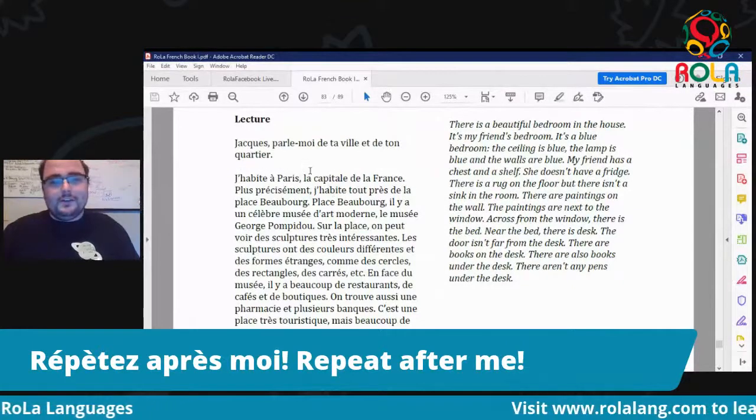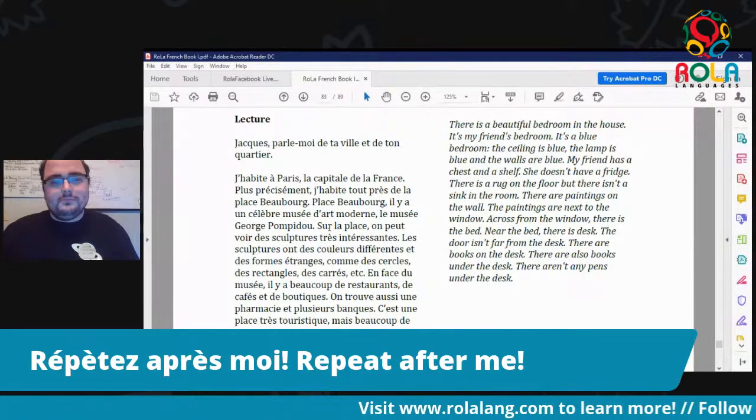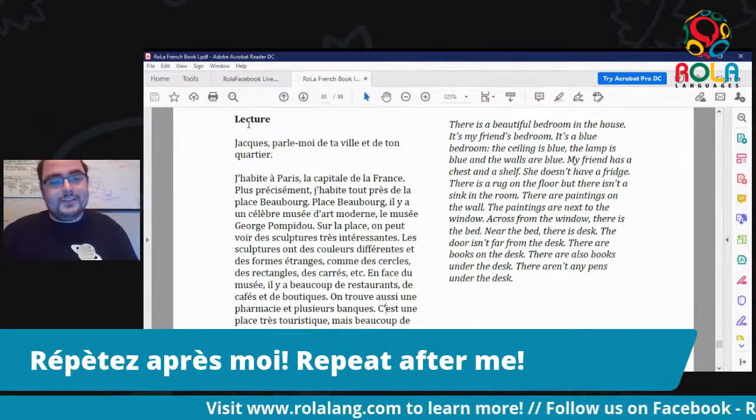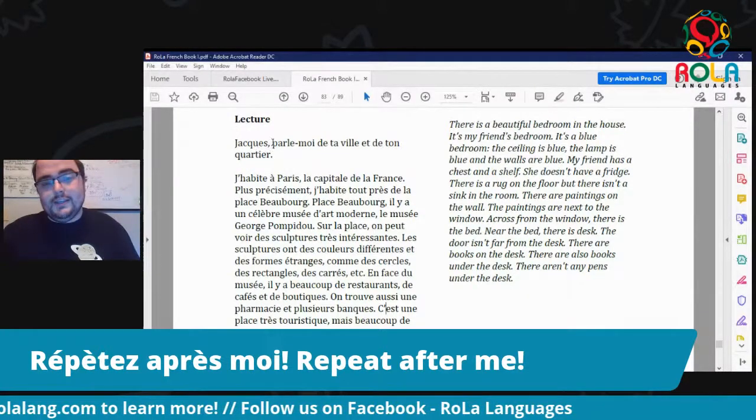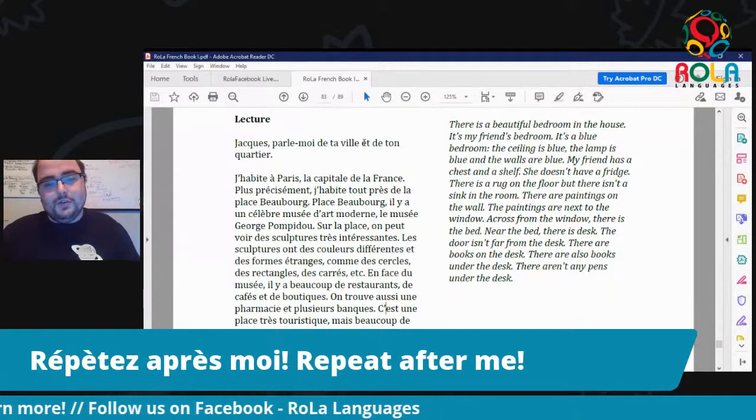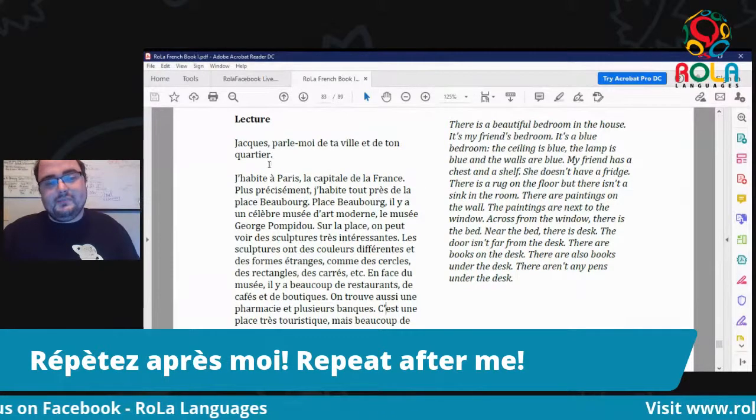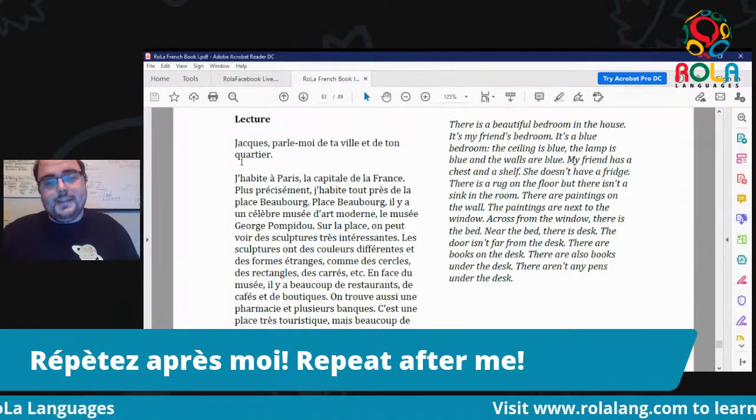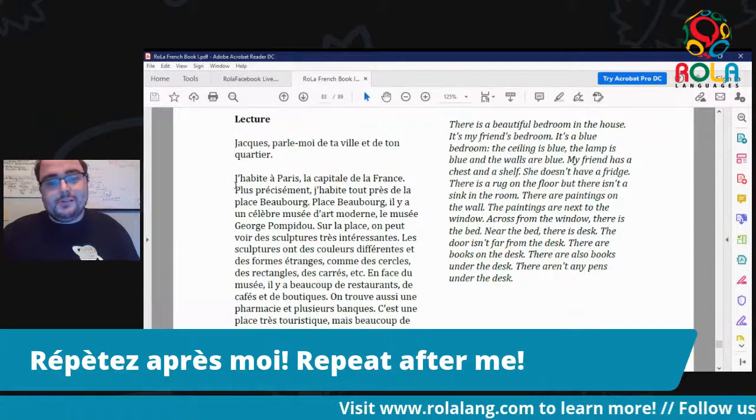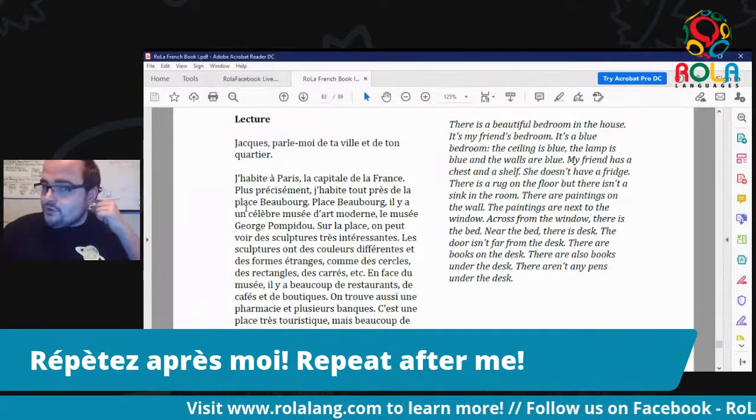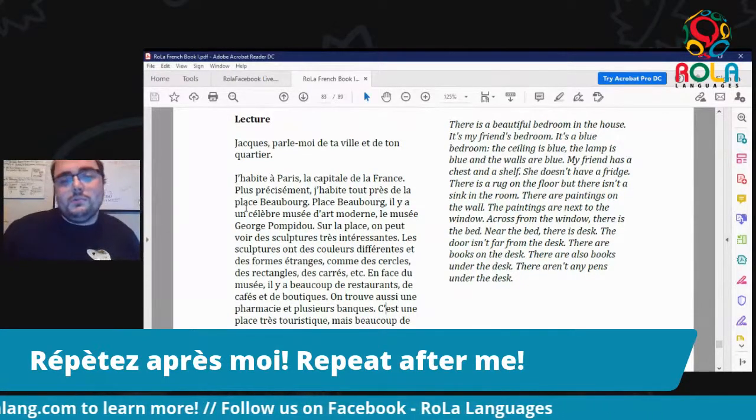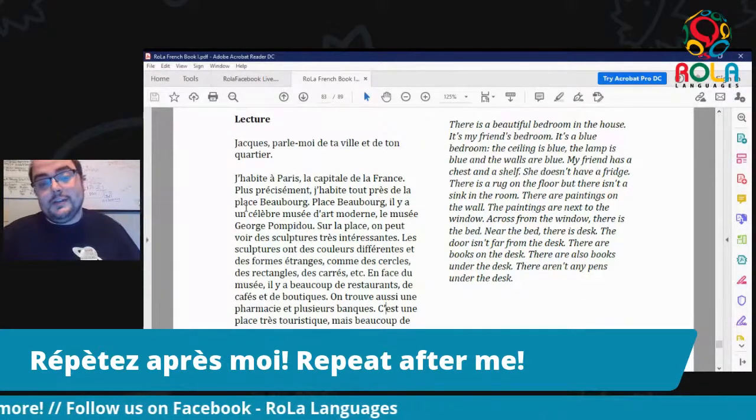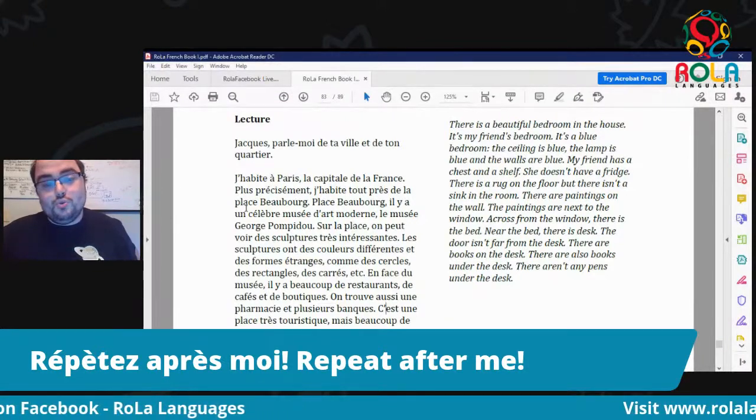Très bien. Oui, so c'est tout, je pense. So lecture. Let's read it one more time, slowly. Jacques, parle-moi de ta vie et de ton quartier. Quartier means like neighborhood, district again. J'habite à Paris, la capitale de la France. Plus précisément, j'habite tout près de la place Beaubourg. Place Beaubourg, il y a un célèbre musée d'art moderne, le musée Georges Pompidou.